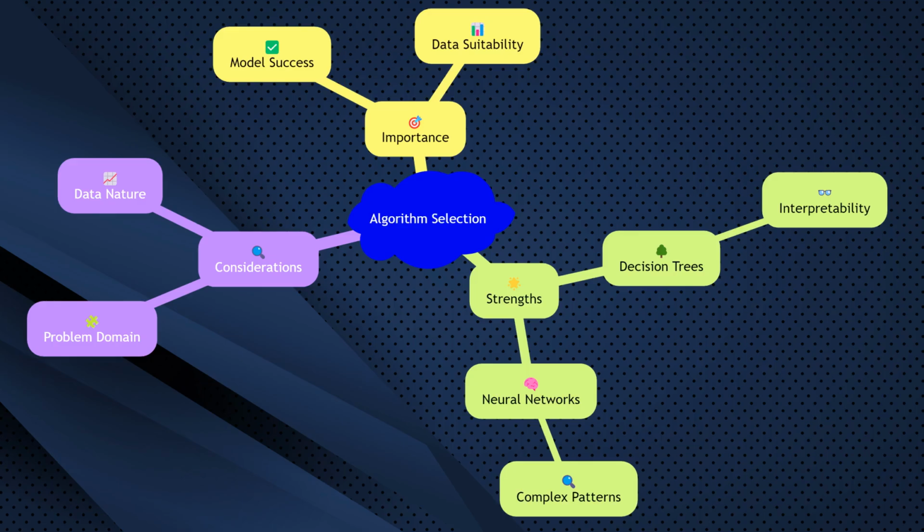Selecting the appropriate algorithm is crucial for the success of your model. Different algorithms have different strengths and are suited for various types of data and problems. For instance, decision trees are great for interpretability, while neural networks excel in handling complex patterns. Understanding the problem domain and the nature of your data helps in making this choice.